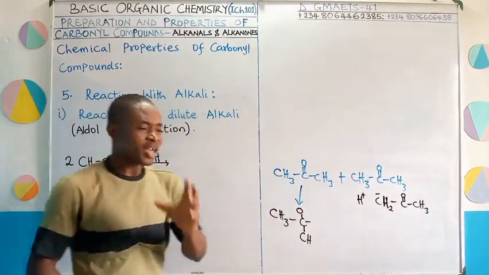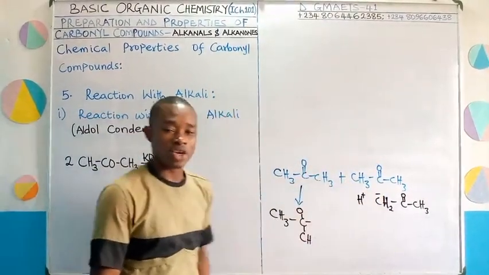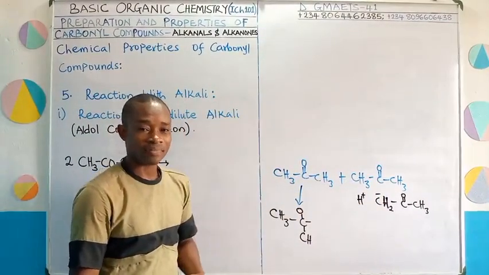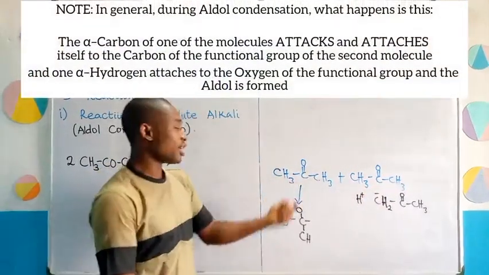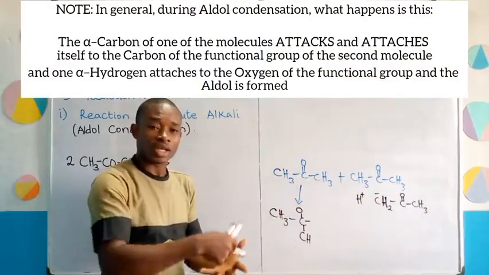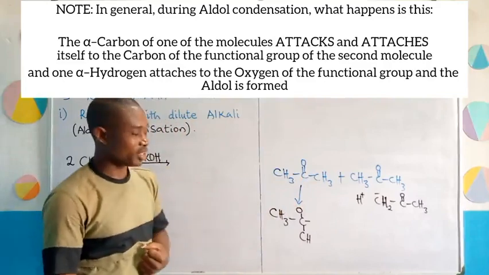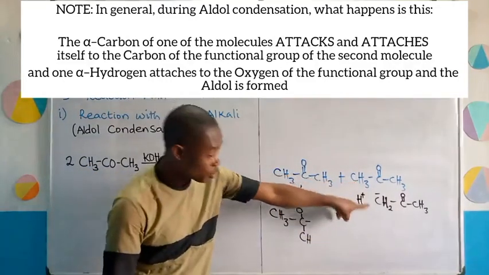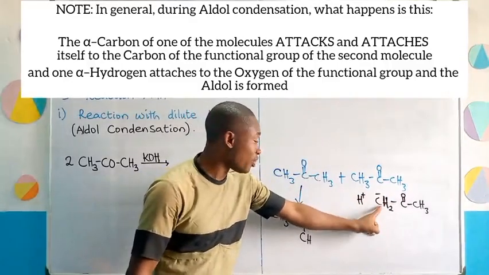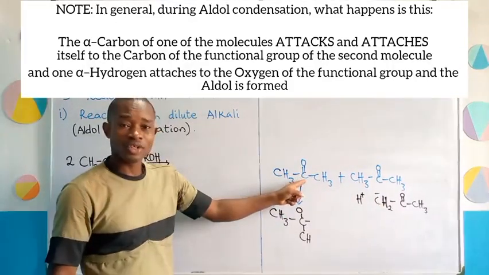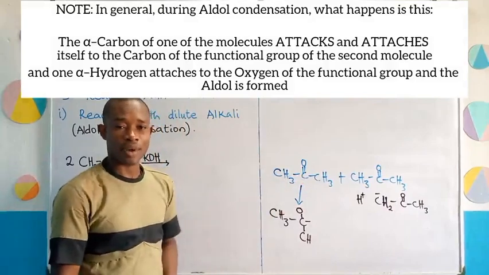Is that okay? Now you see clearly that the alpha carbon of one of these alkanones, just like we saw in that of alkanal, attacks and attaches itself to the carbon of the functional group of the second carbonyl compound, undergoing this self-condensation reaction, the Aldol condensation we are treating here. Watch. This alpha carbon, that's what split to give us hydrogen, and this CH2 negative, the carbanion. So it is the alpha carbon that will now attach itself to this carbon of the functional group of the second carbonyl compound. So watch that.